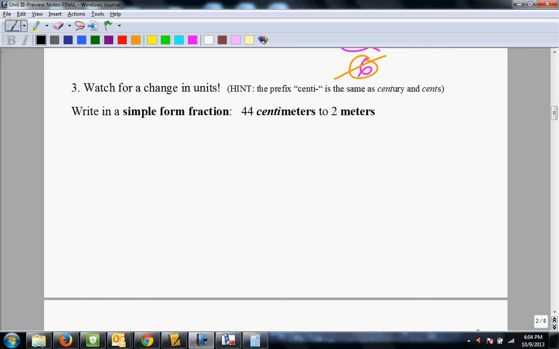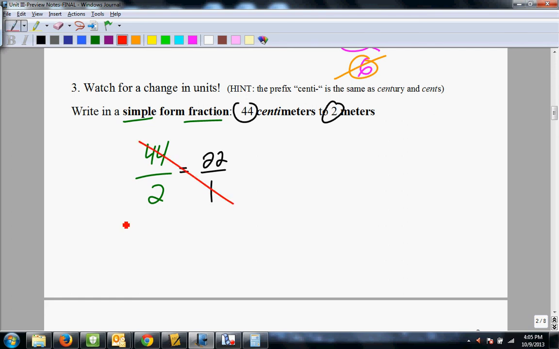Number 3, you want to watch out for a change in units here. You want to write in simple form fractions, so I wanted to be a simplified fraction. So here we have 44 to 2, and we just simply go 2 goes into that, 22 over 1. Now that looks like what I just did was correct, but it's wrong.